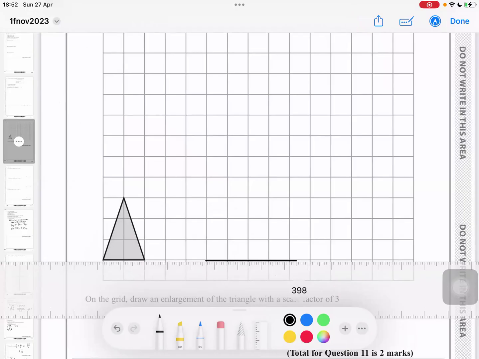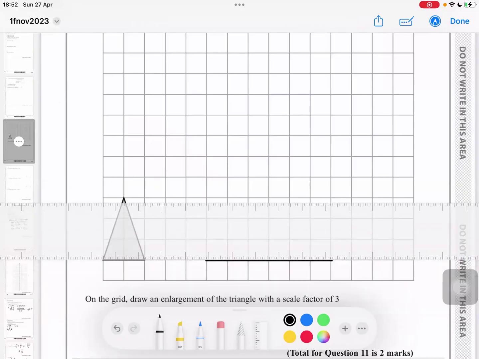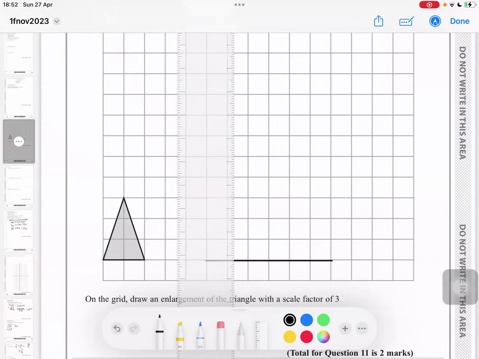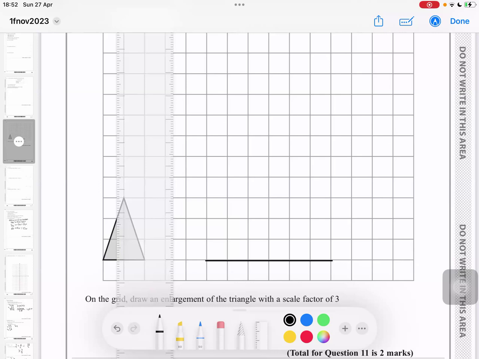Are you sure you want to use your ruler to do that? I shouldn't use a ruler. Okay, the ruler can do it. I think I would have gone with the squares, because 2 squares, if I multiply 2 by 3, that will give me 6. Okay, you are good to go, just continue.